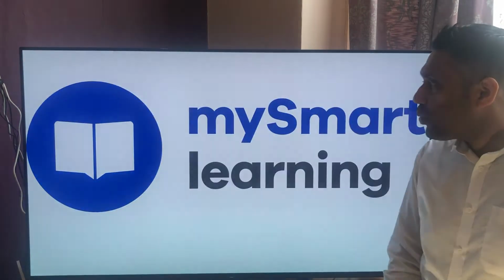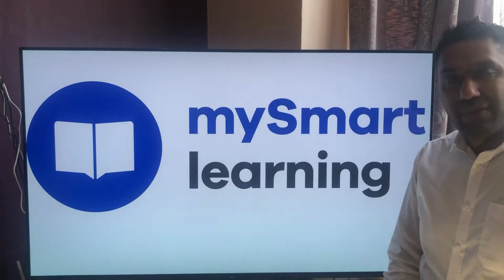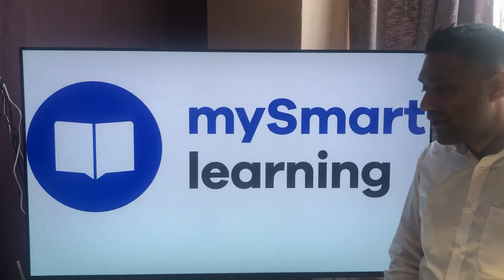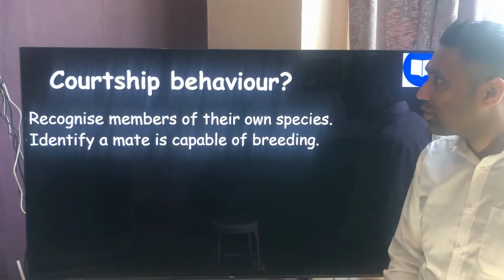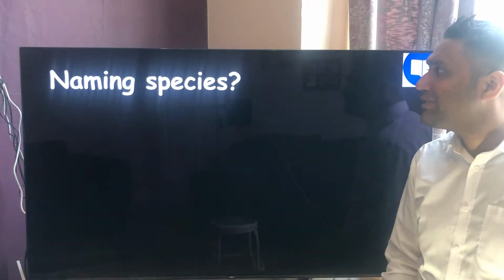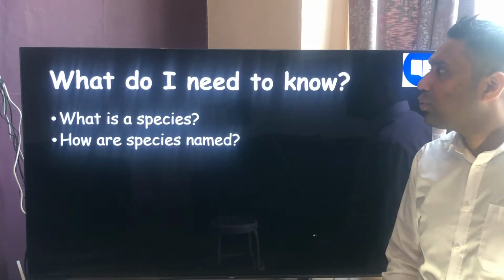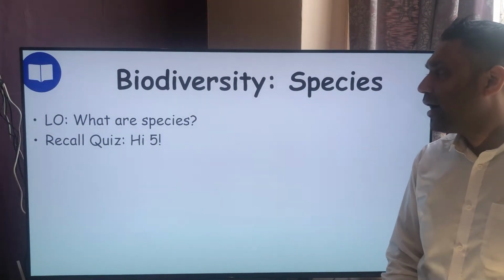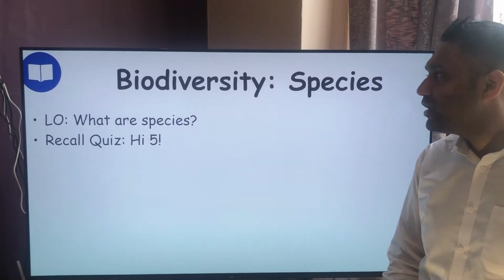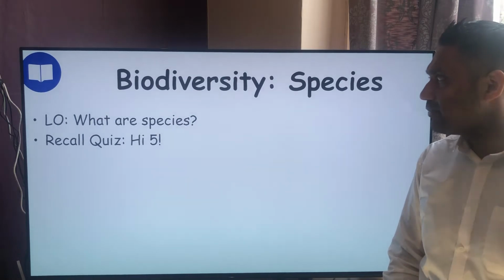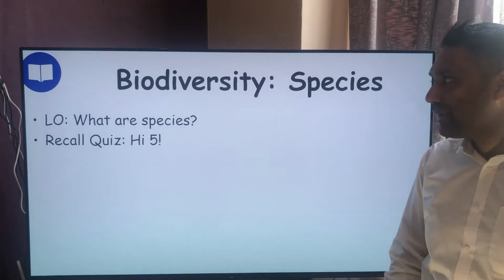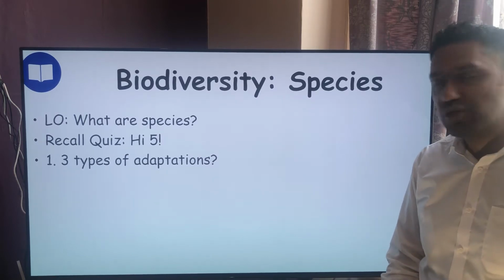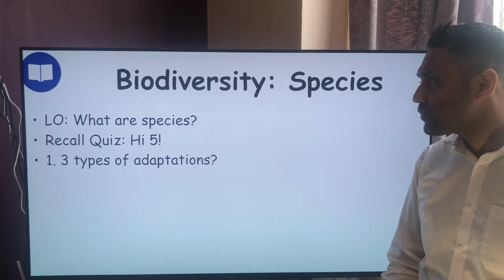So, what we're looking at today, we're starting in chapter 10 in the Caboodle textbook, and we're looking at species. So what we are going to do is start off with our recall quiz, high five. What are species is our objective, and we have looked at this last time, but number one, what are the three types of adaptations?